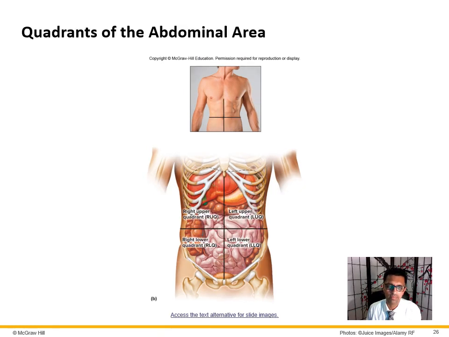The quadrant, there's only 4 versus 9 regions. So the right upper quadrant, that's your liver, gallbladder, small and large intestine. Your left upper quadrant, mostly the stomach. Your spleen's back here. Your pancreas is behind the stomach. Your right lower quadrant, mostly your small and large intestines, your appendix, and your left lower quadrant, small and large intestine, sigmoid colon. Your bladder is split between the two.